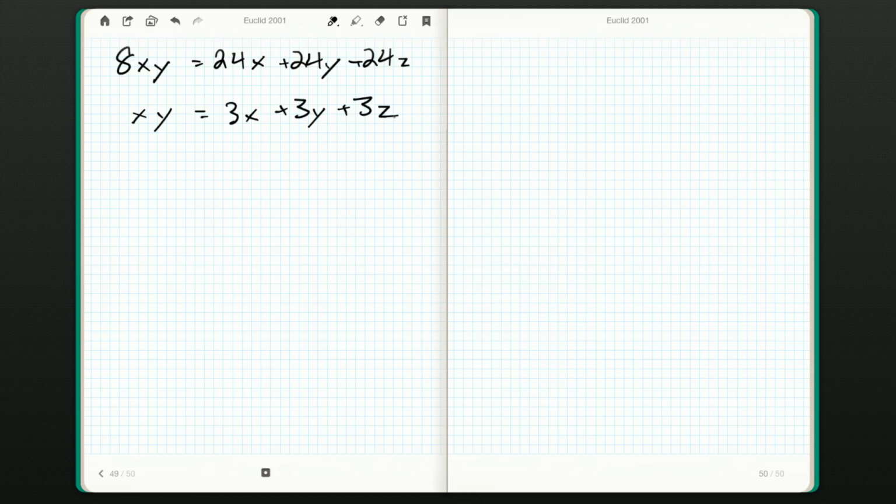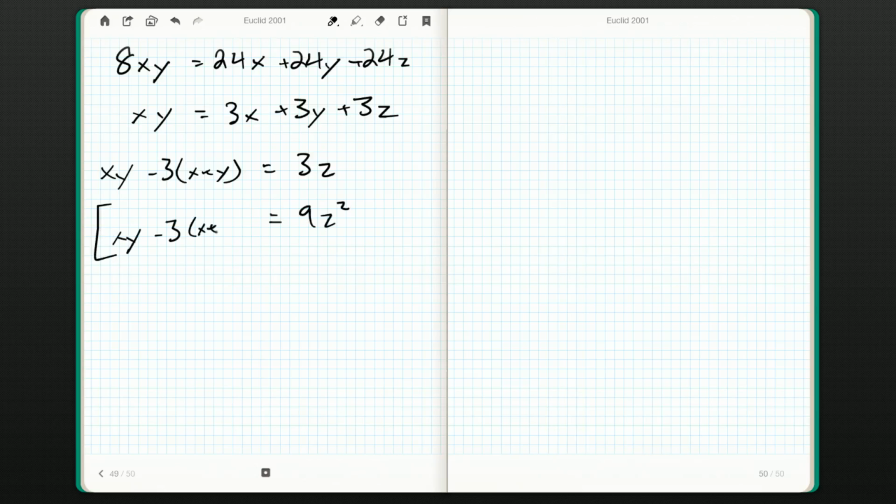Well, let's get z on a side by himself. So xy minus 3x plus y is going to be 3z. So let's square both sides, and we'll be left with 9z squared over here. And I don't know whether I need to square this yet. But z squared is equal to x squared plus y squared. That's by Pythagoras.